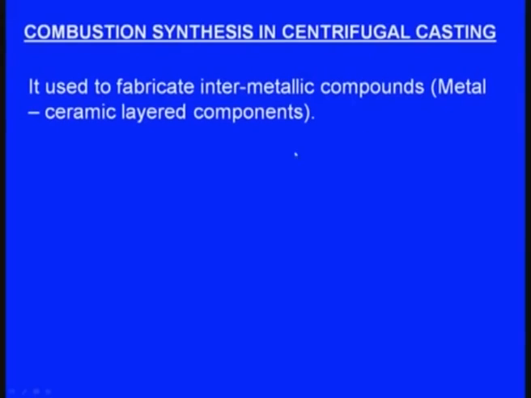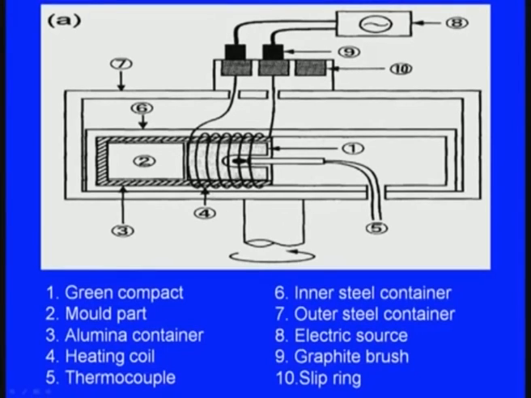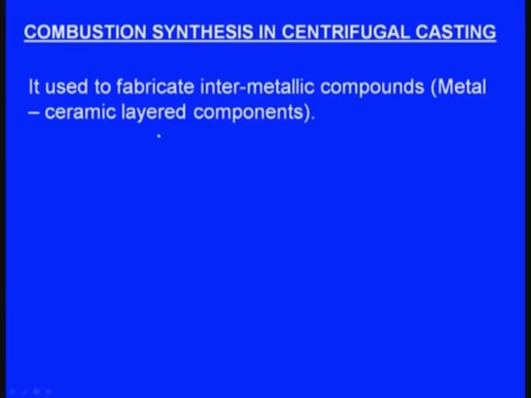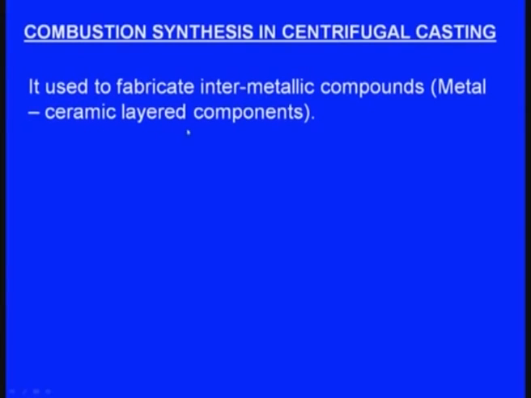Now, the principle is the same. We want to manufacture bimetallic parts, or components where there will be metal ceramic layered components. Now, using the electricity, the heating coil will be heated up, and there is a green compact there, and because of that the green compact will be heated up and we get the required component. Required component means one layer will be metal and the other layer will be ceramic layered component.